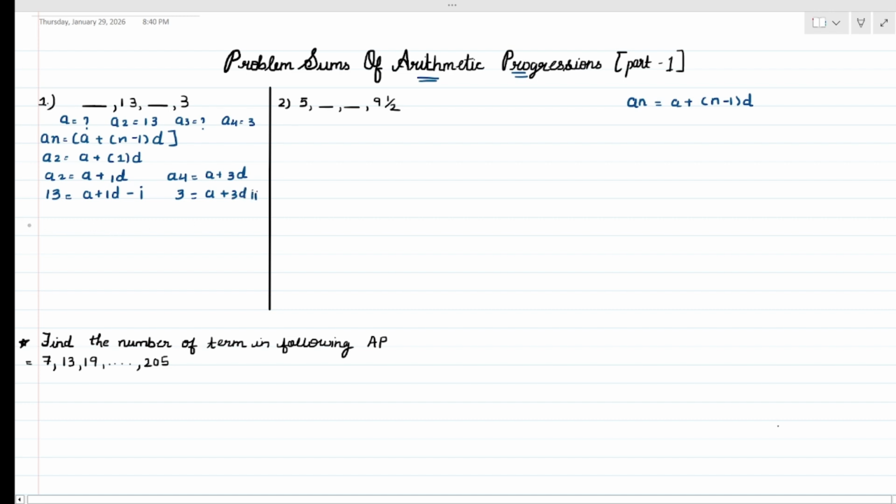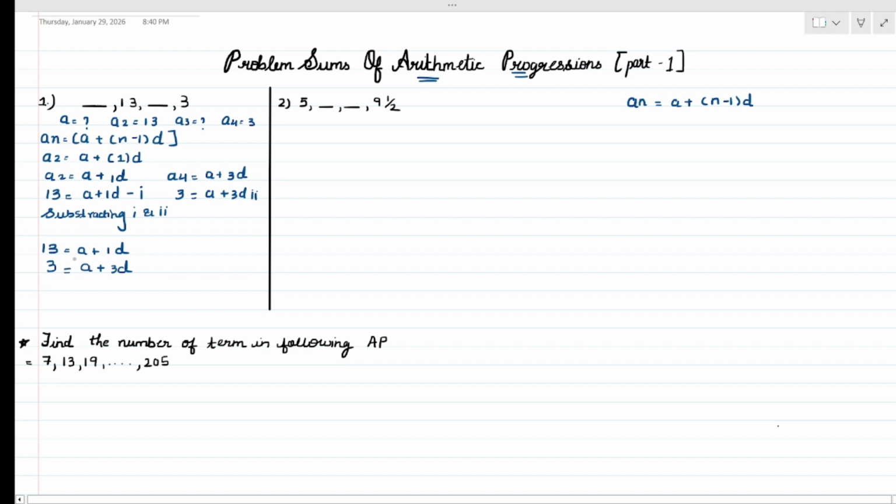Now what will we do? We already learned about the elimination method. So we are using the elimination method and subtracting equations 1 and 2. Why are we subtracting? First of all, write your equations. First is 13 equals a plus 1d, and the second one is 3 equals a plus 3d. Now how did I decide that I need to subtract?